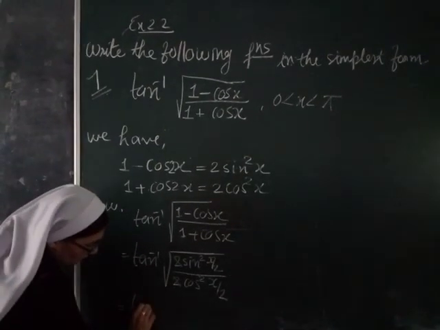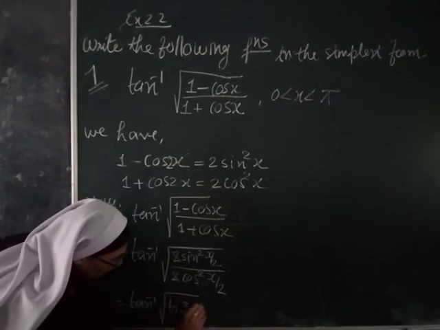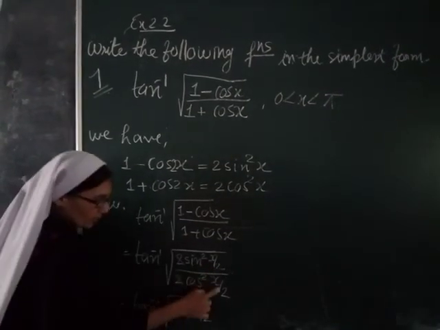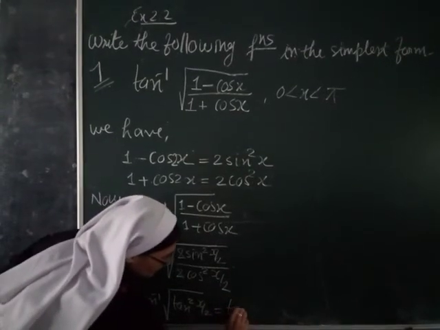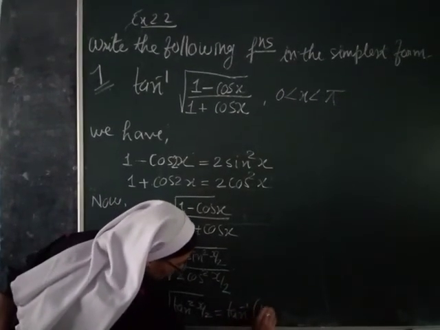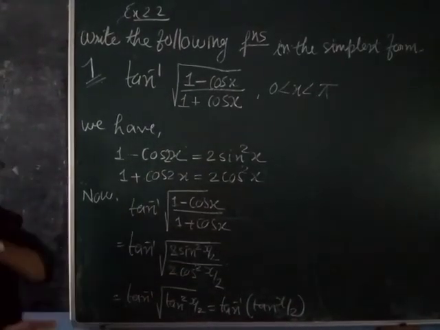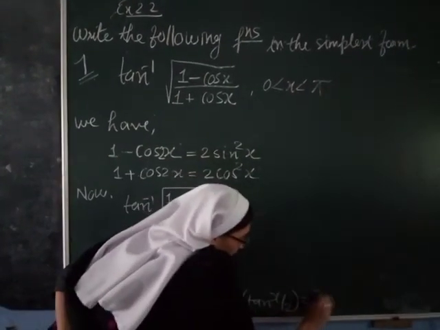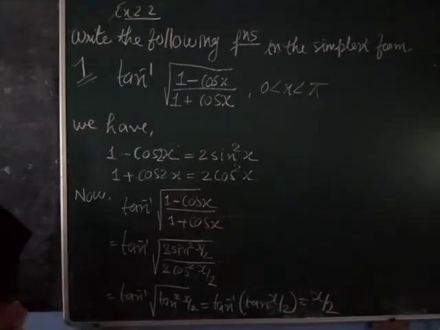So tan inverse of tan square x by 2, under the square root. Why can I combine? Because the angle also is the same. Square root and square cut. So remains tan inverse tan x by 2. Tan and tan inverse cut, so remains x by 2. This is the simplest form of the given question.